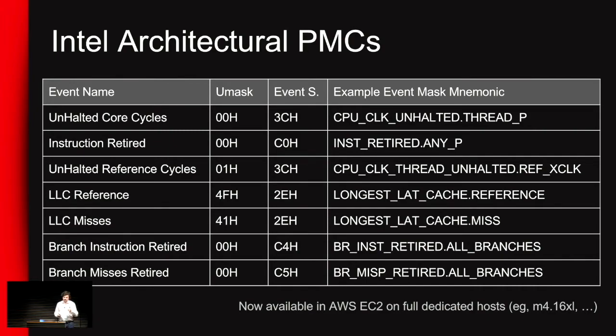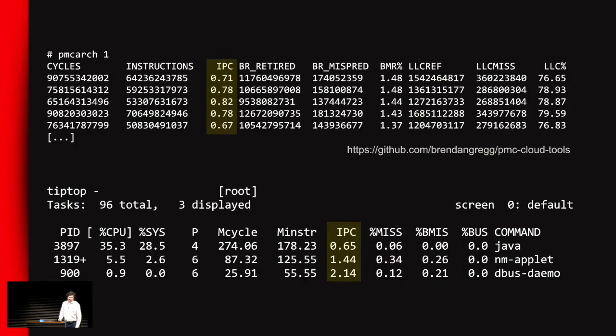You have unhalted core cycles, instructions retired, unhalted reference cycles. These can be helpful so you can determine how much you're turbo boosting. Using the instructions versus cycles gives you IPC. We have last level cache references and misses. A last level cache is the largest hardware cache. And then you've got branch instructions retired and branch misses. This is pretty good because it gives you a lot more information about where to tune on the CPU. Tools need to make use of this.